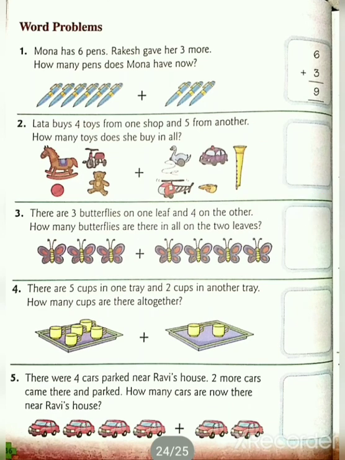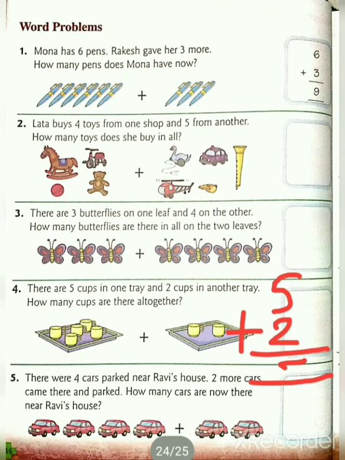See fourth question. There are 5 cups in one tray and 2 cups in another tray. How many cups are there altogether? So first, there are 5 cups in one tray. So you will write 5. After that, 2 cups in another tray. You will write 2. After that, you will add 5 plus 2. 5 plus 2 is equal to 7.